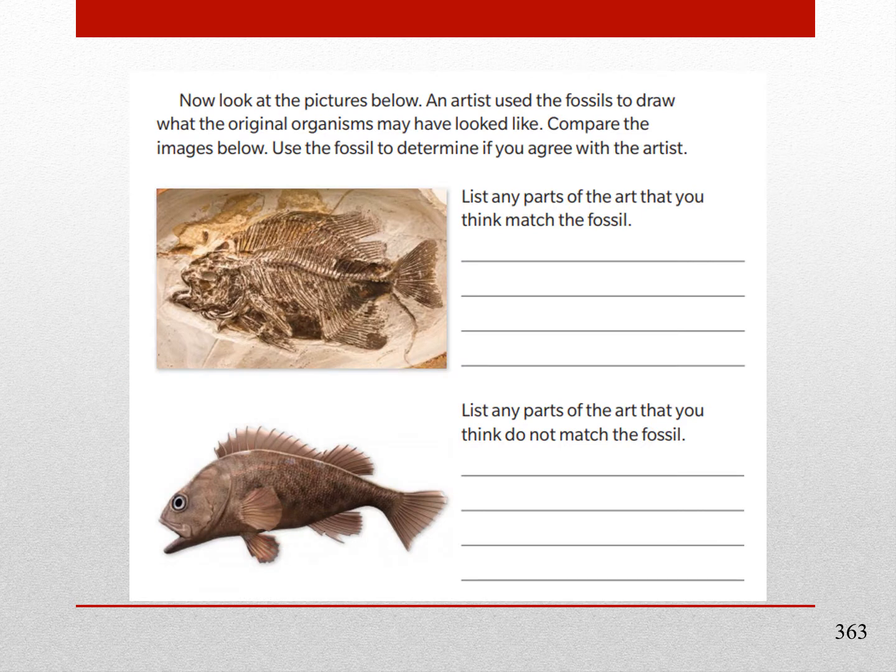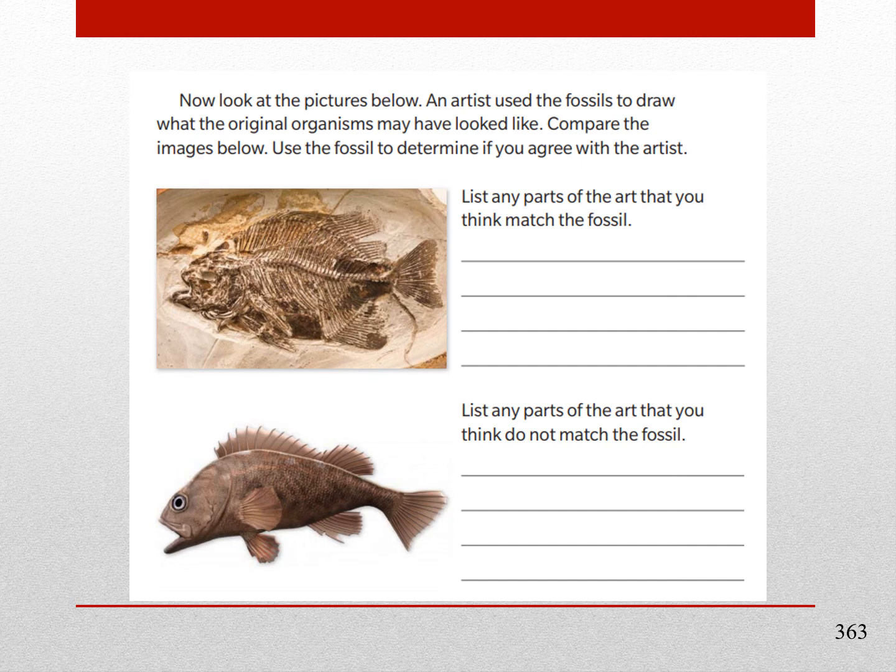We are on page 363. Now look at the pictures below. An artist used the fossils to draw what the original organisms may have looked like. Compare the images below. Use the fossil to determine if you agree with the artist. Please look at the two pictures and try to compare them.